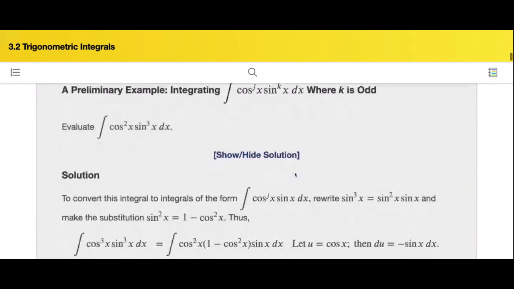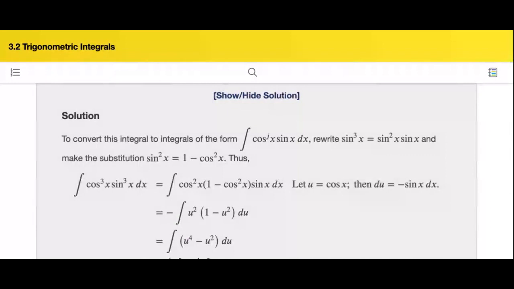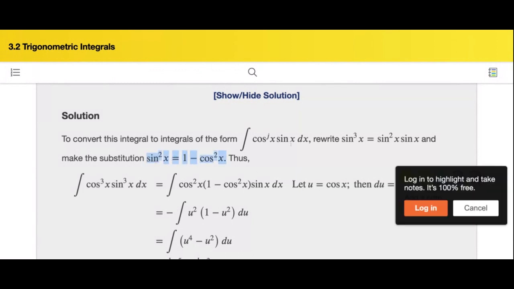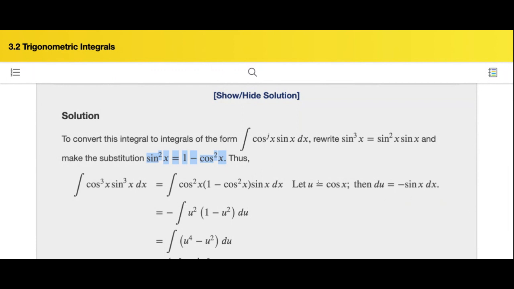So we want to change one to be the other. Well, let's see. For this one, we're going to use the trig identity: sine squared plus cosine squared of the same angle equals 1, right? This comes from trigonometry, the Pythagorean theorem. So this is basically a trig Pythagorean theorem. So we want to rewrite sine cubed x as sine squared x times sine x. Okay, good. All right, great.